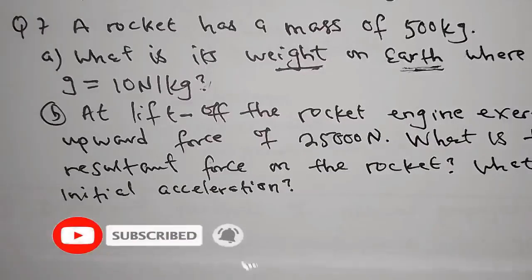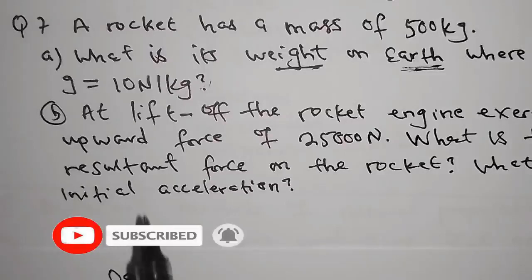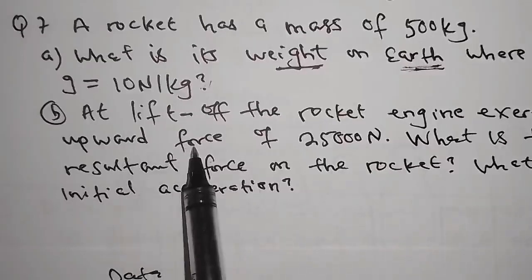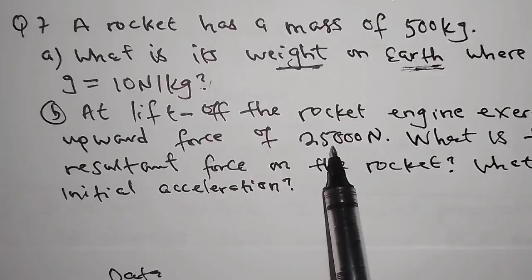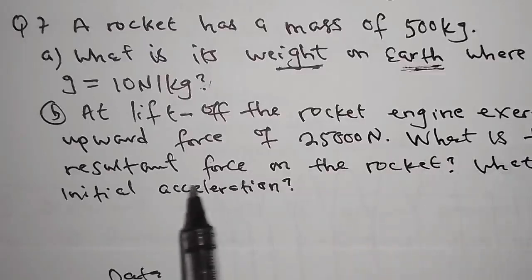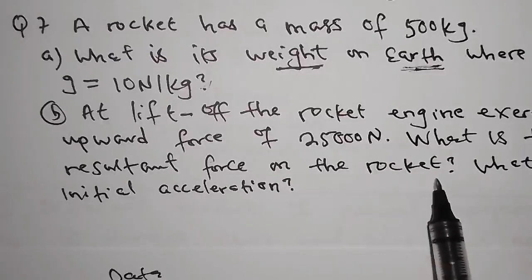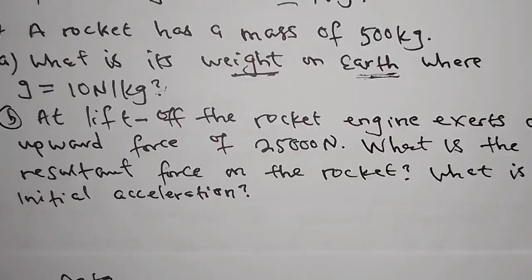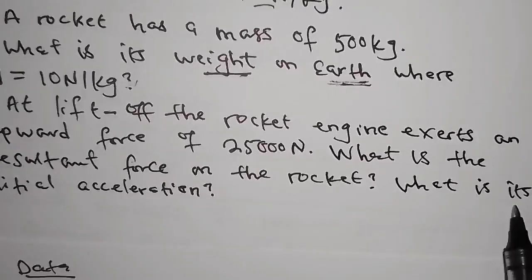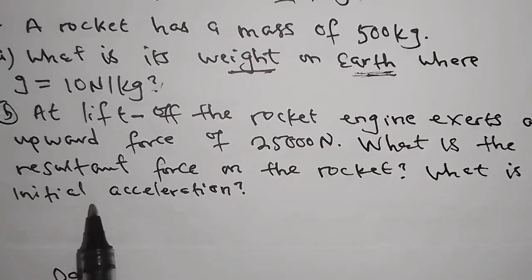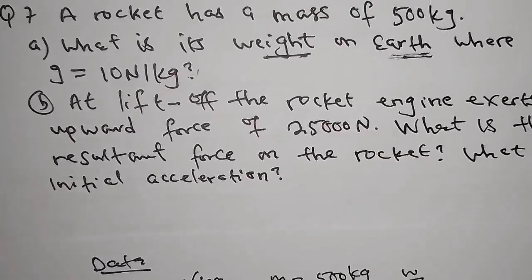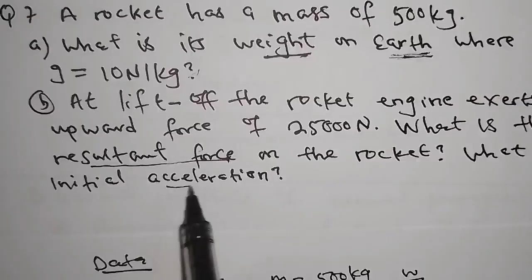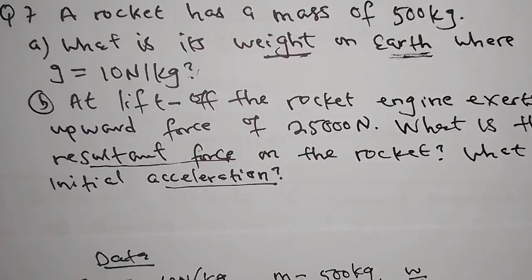On B, now we have, at lift off, the rocket engine exerts an upward force of 25,000 Newton. What is the resultant force on the rocket? And finally, what is its initial acceleration? So we are looking for two things: the resultant force and also the acceleration.